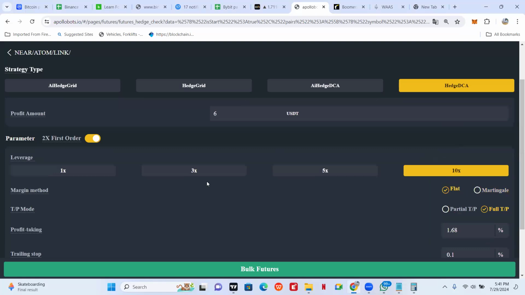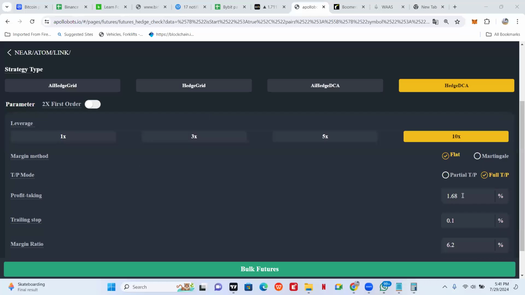All right, and I turn this off. You turn the 2x, the first 2x first order, make sure it is off. Always turn it off, unless you're trading very large accounts. So this is what it is.